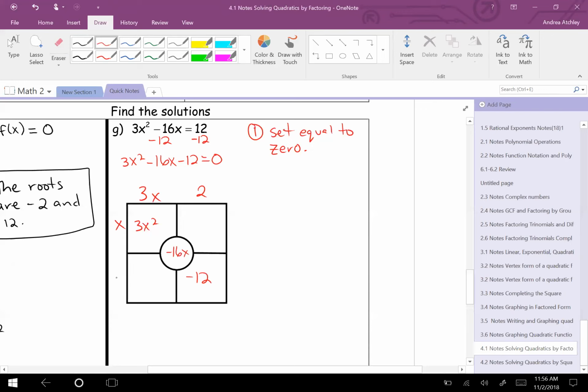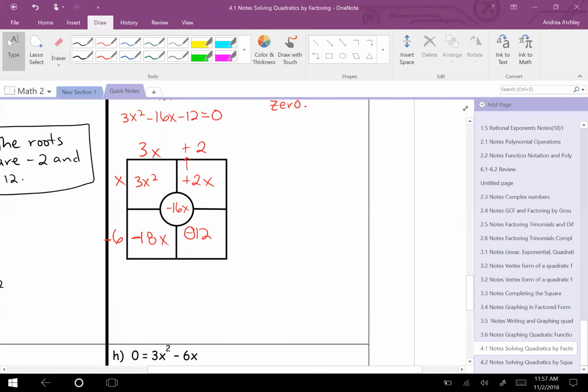So 2 and 6. This gives me 2x. This gives me 18x. I am subtracting. So to get negative 16, I need the 18 to be negative and the 2 to be positive. That makes this 6 negative and this 2 positive. So my factors are x minus 6 times 3x plus 2.